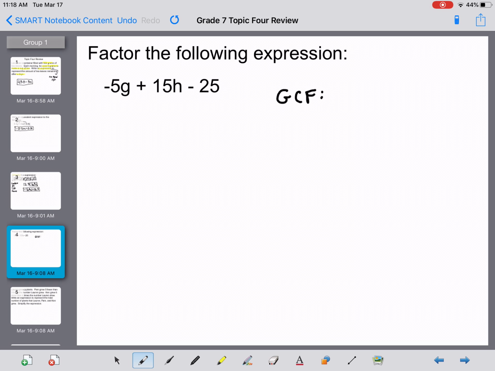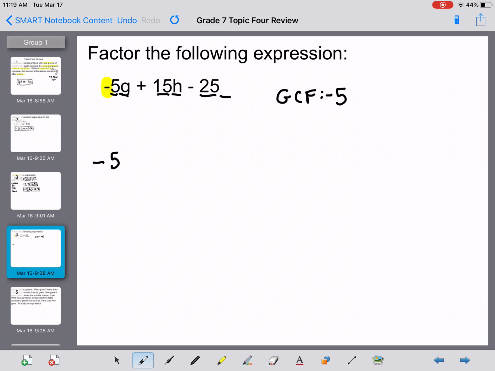I look at my numbers first. I have 5, 15, and 25. The GCF of those numbers is 5. So my GCF is going to have a 5. Then I look at my variables. I have G, I have H, and I have no variables, so there's nothing common there. Since my first term is negative, my GCF is also going to be negative. So my GCF is negative 5.